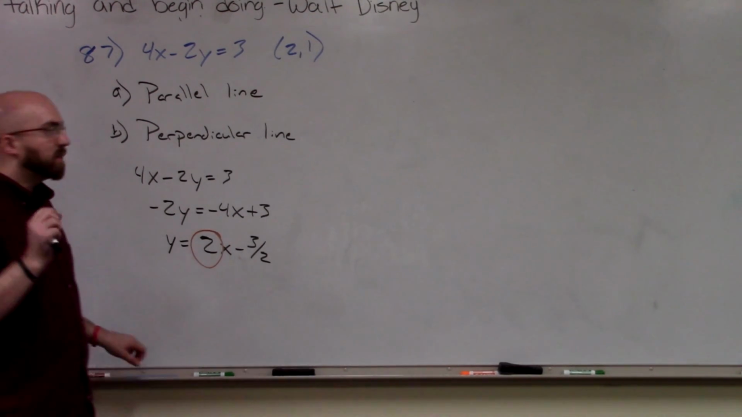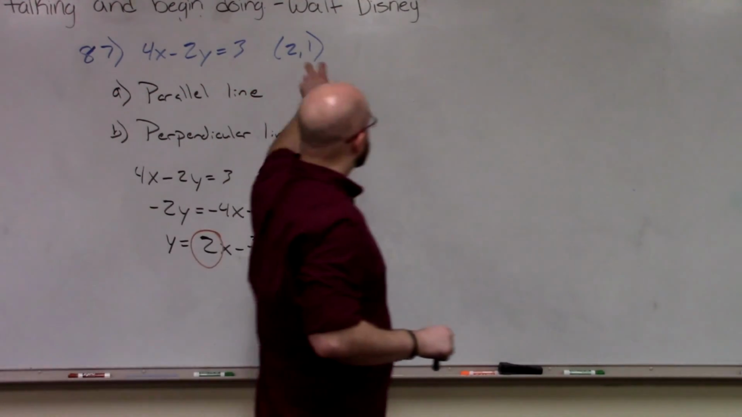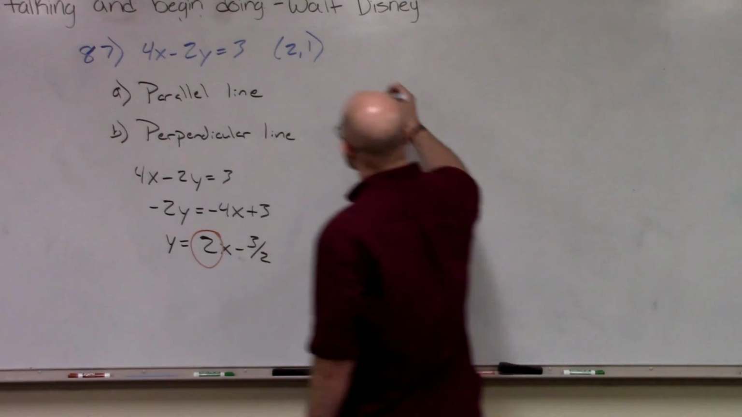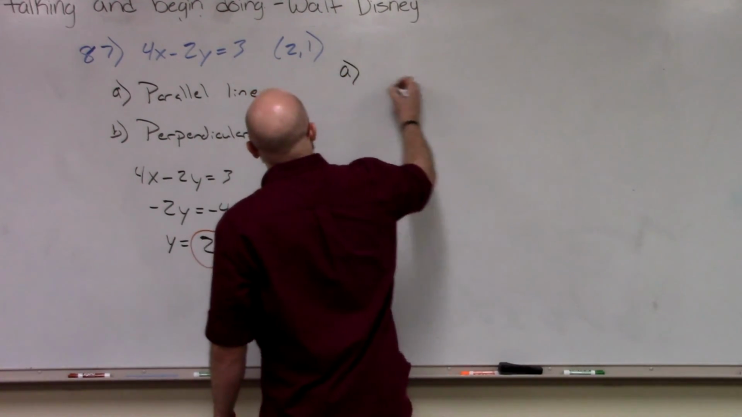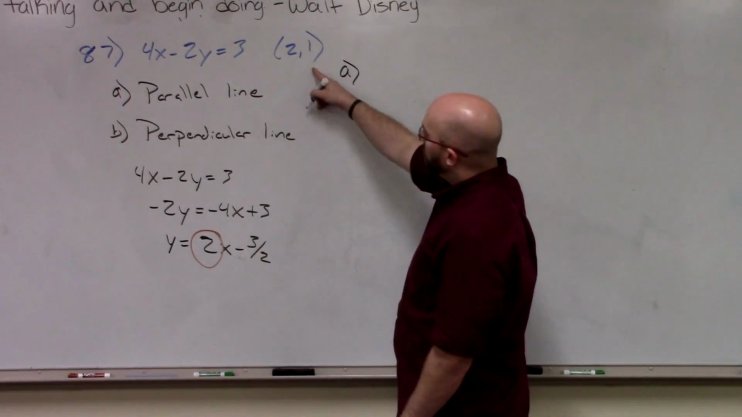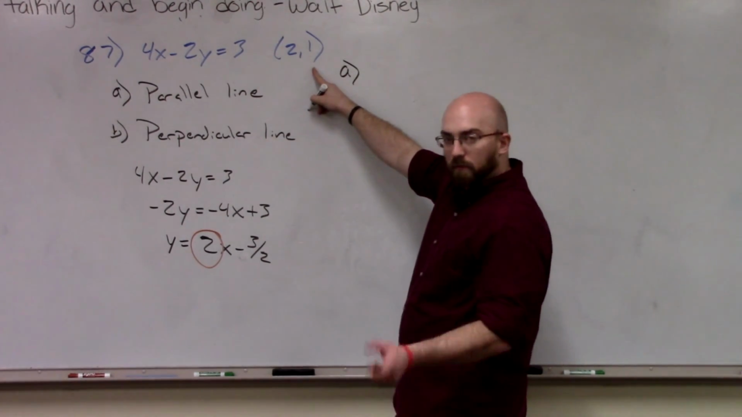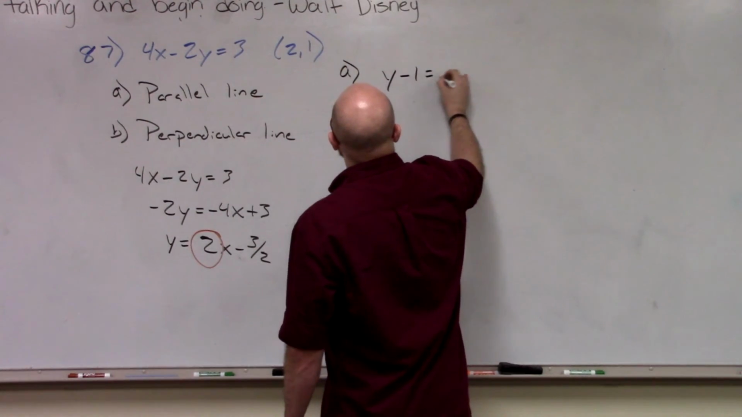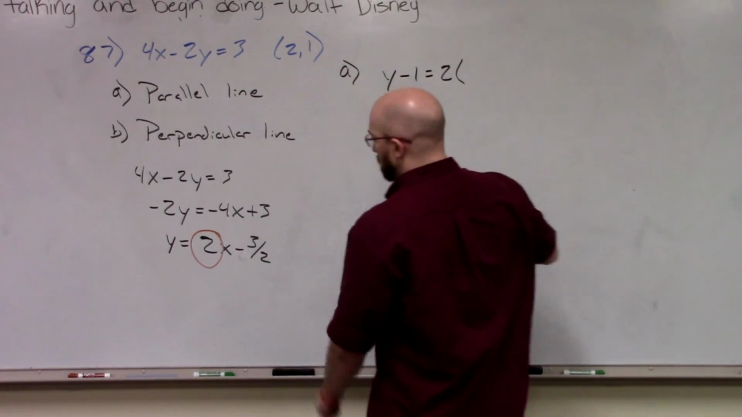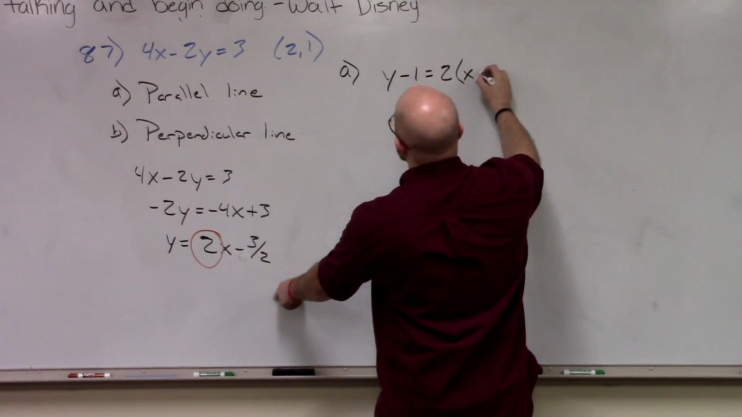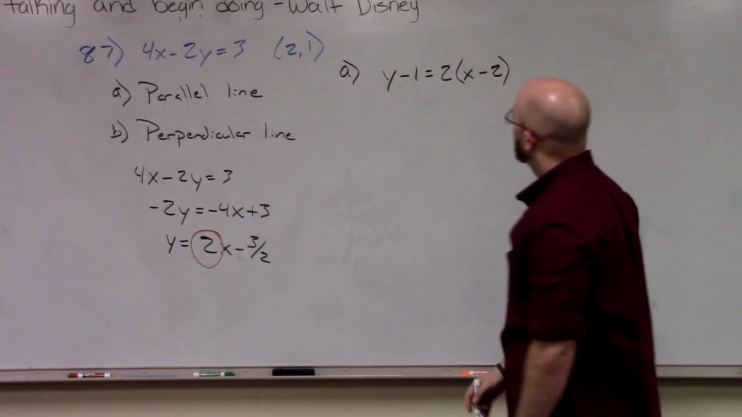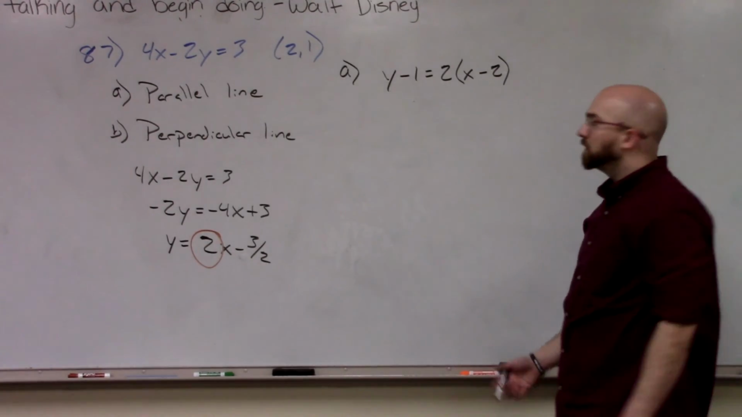Because I want a line that's parallel to this line, and it goes through that point. Parallel, they have to have the same slope. So let's do part A. I take my slope, which is 2. I'm going to take my point, and I'm going to plug it into point slope formula. So y minus 1 equals 2x minus 2. So now let's solve it.